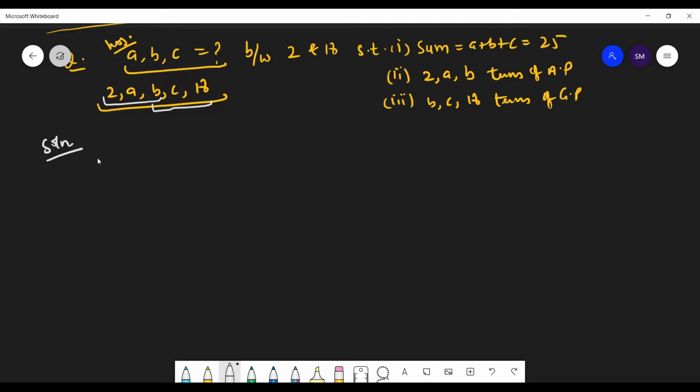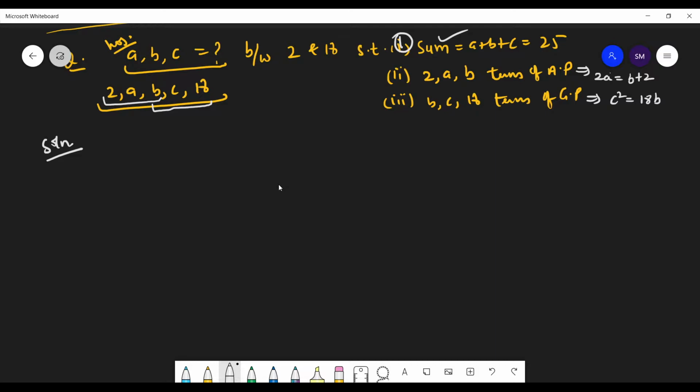So students, first condition is this. That's the first condition given to you. And the second condition is they are in AP. So what you can write from here? 2A is equals to B plus 2. And what you can write from the GP? C square is equals to 18B, right? So you have used all the three equations that you have.